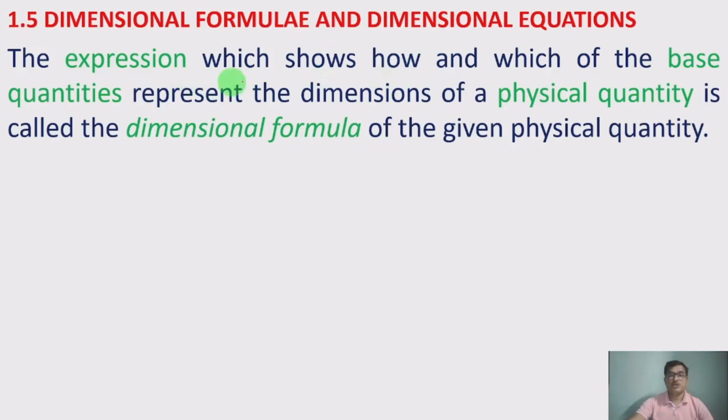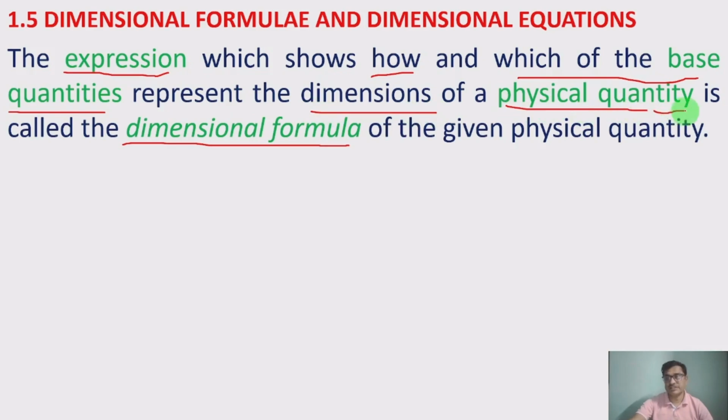The expression which shows how and which of the base quantities represent the dimensions of a physical quantity is called the dimensional formula. Here the expression which shows how and which of the base quantities represent the dimensions of any physical quantity, that is a derived physical quantity, is called the dimensional formula of that given physical quantity.